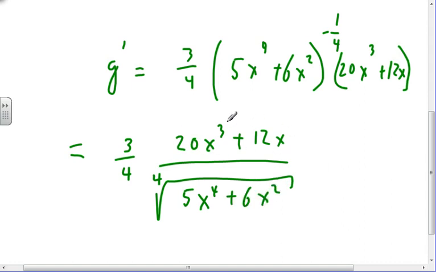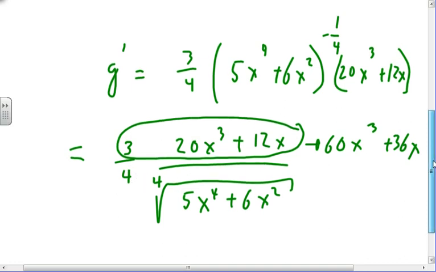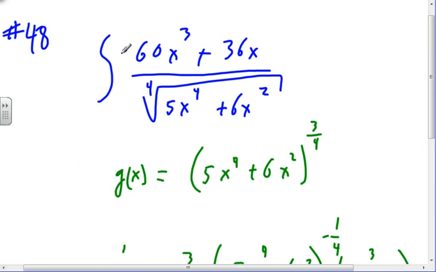Okay, so I need up here 3 times. So there's my 3 times. So if I do that, I end up with a 60x cubed plus 36x. Now I've got this quarter to deal with, so I need a quarter right there, and I need to multiply it times 4 so that I multiply it times 1. And now I'm ready to write down the final answer.